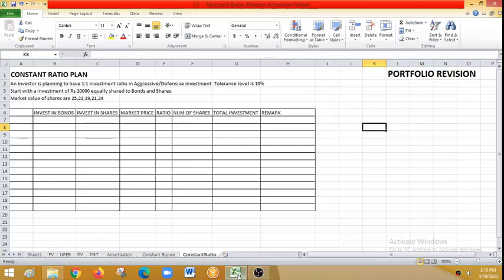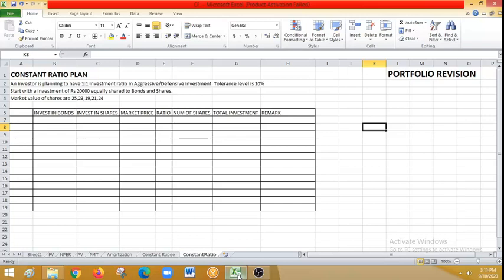Welcome all. The purpose of this video is to explain the constant ratio plan in portfolio revision. A portfolio is a combination of securities, right? The securities may have different risk natures, and based on the risk nature the possible return would happen. As said, the purpose is to explain the constant ratio plan in portfolio revision.